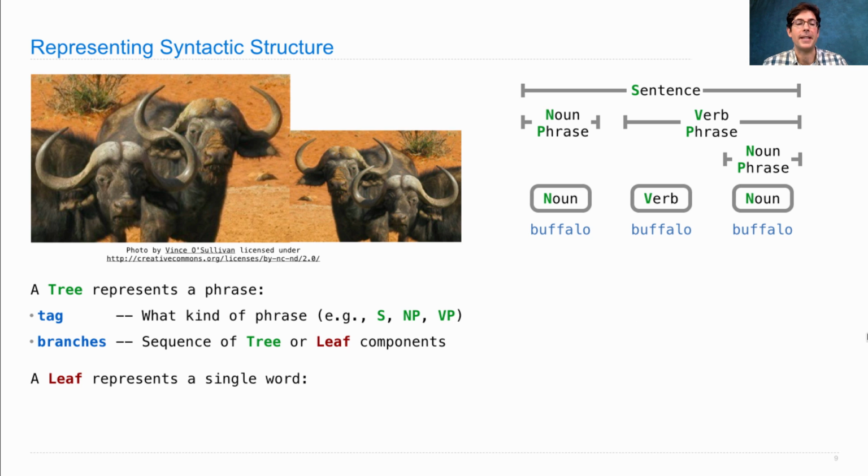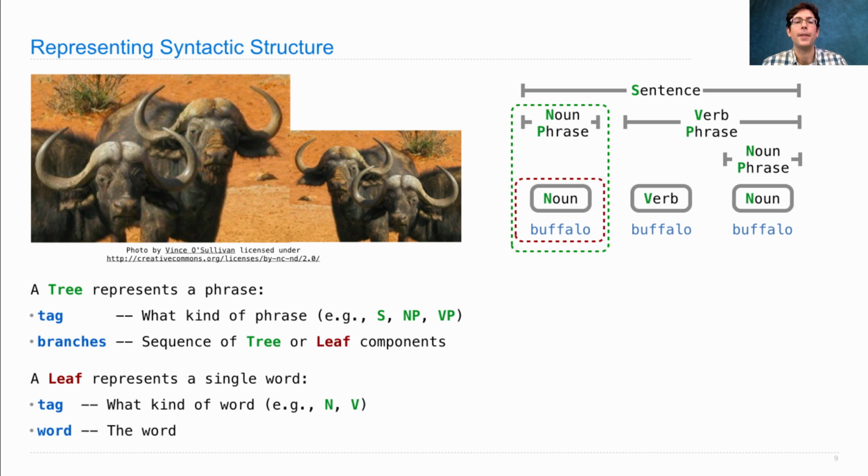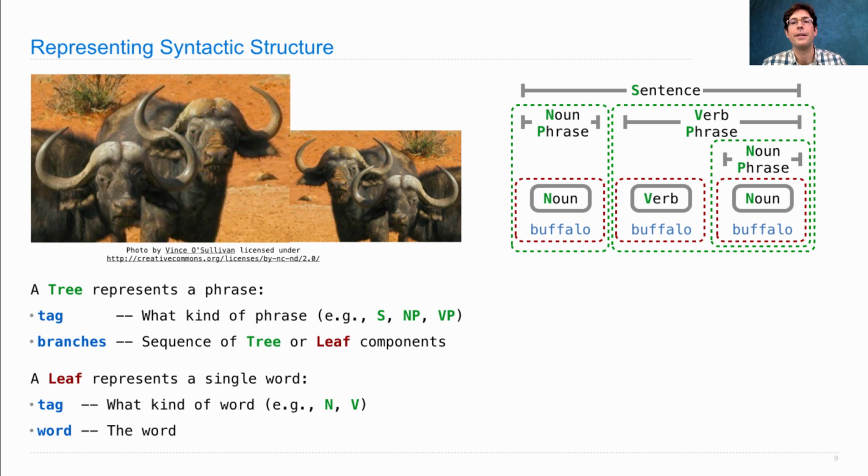A leaf represents a single word. So you have a tag for that word that tells you its syntactic category, N or V for noun or verb, and then you have the word itself. So there's a leaf, there's a tree, there's a leaf, there's another leaf, there's another tree, there's another tree, and the whole thing is a tree.